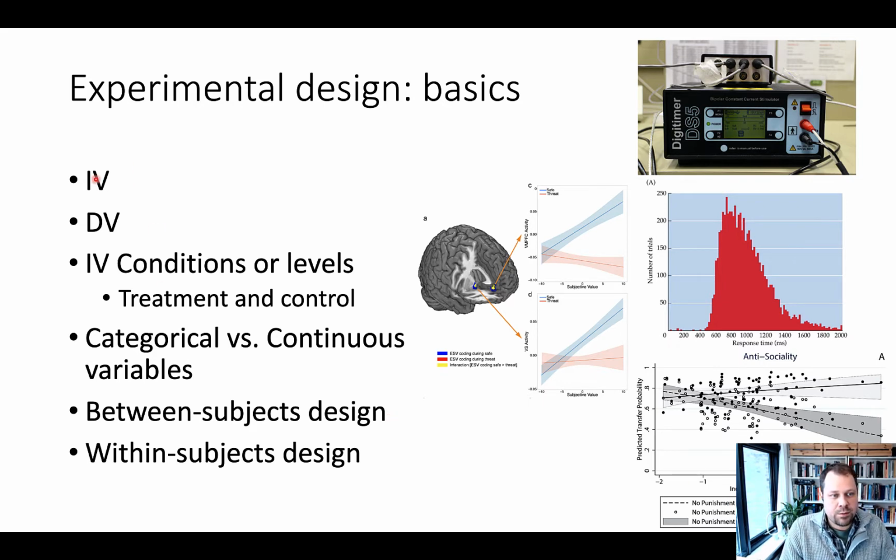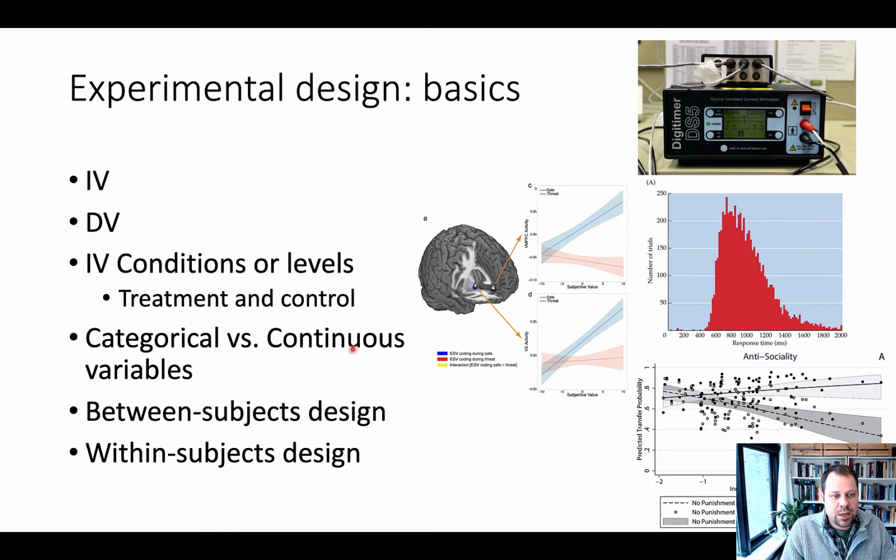So we have an independent variable that is what we manipulate as the experimenter. We have a dependent variable, such as the BOLD response, reaction time, or trust taking. That is our variable of interest that we want to measure, and we want to see whether our variable of interest changes in a treatment condition where we do something to the participants that's of interest versus a control condition where we omit this, for instance, a safe versus a shock or a threatening condition.